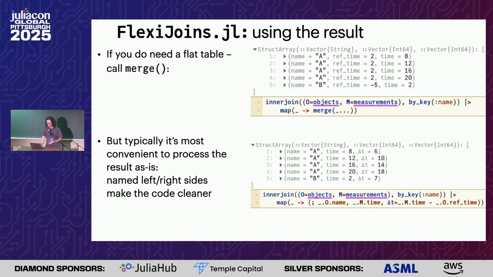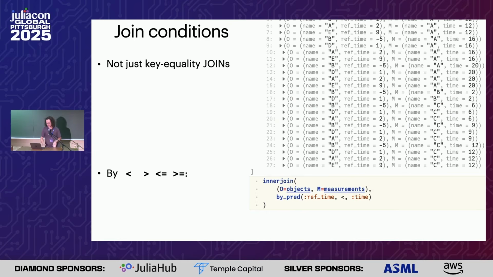So this was a brief intro into the interface using just key joins as an example. But as I said, a major part of FlexiJoins is supporting a wide variety of join conditions. So, for example, this is how you would write a join by a column in one data set less than a column in another data set. It's still fast. It still doesn't fall back to nested loops.